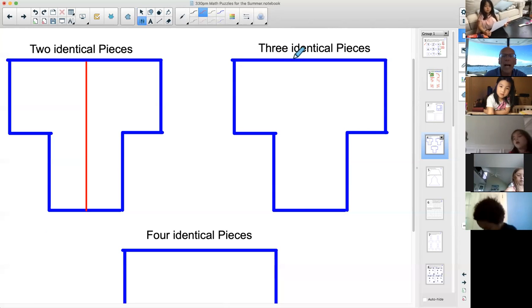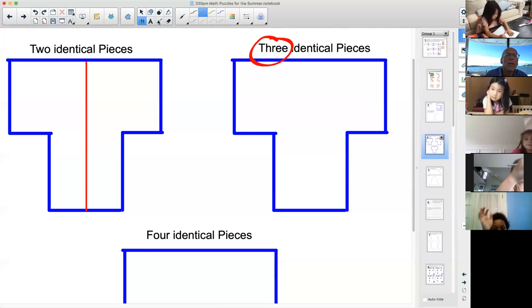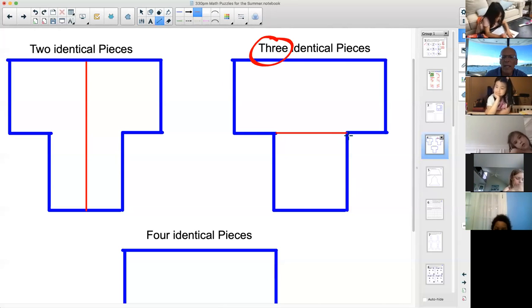How about you, Jackson? So I did a line across the middle here. You mean like this? Yeah. And then a line right here. And they're all squares.